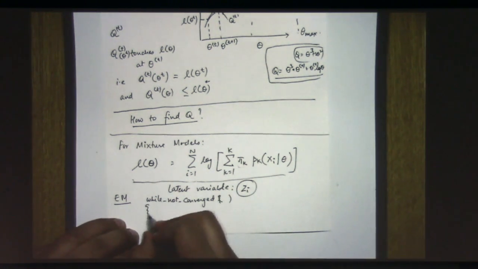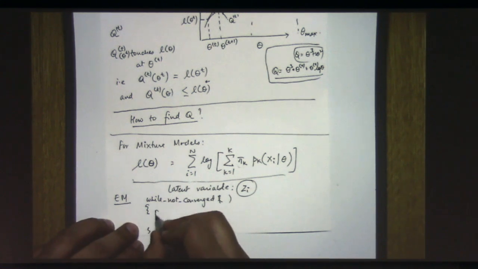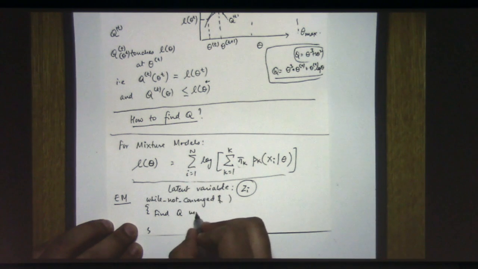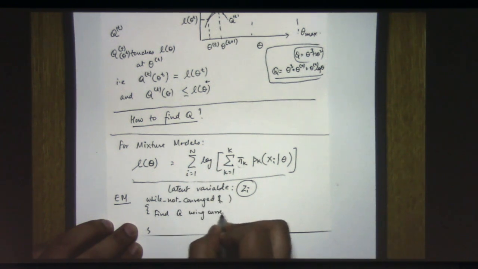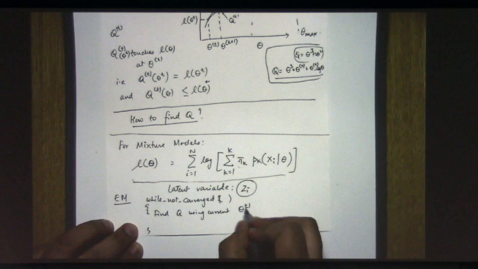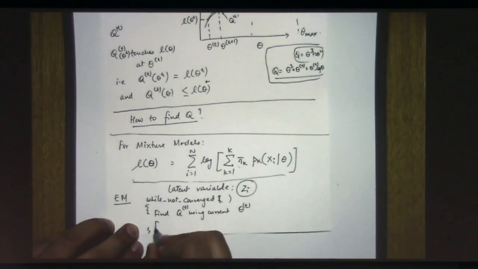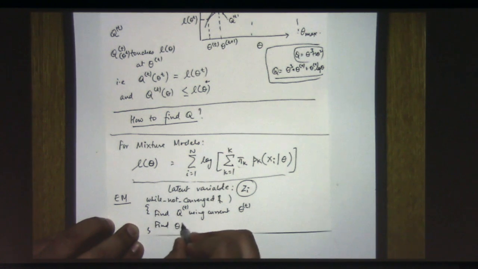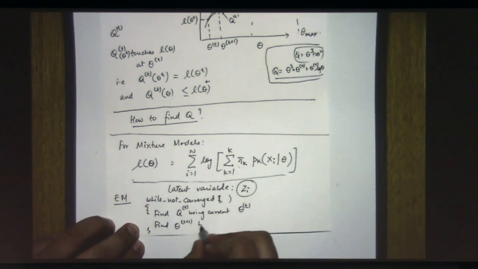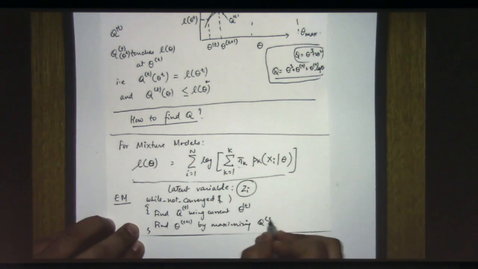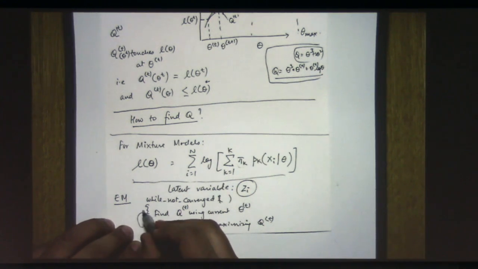So while not converged, what you do is you find your Q using current theta, right? And that I'll call Q t, and then you find a new theta by maximizing Q t, right? And then you go back.